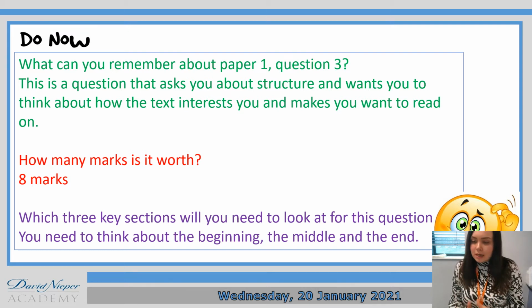Now remember, there's some key terms that we're also looking for, so where the writer directs your focus, how they shift your focus, and whether it is a cliffhanger or a resolution. We have done quite a lot on question 3 now, so I'm hoping that you're feeling quite confident with that one. So in today's lesson, we're going to move on to question 4. So I just wanted to recap what we did last language lesson to get you back into that language mindset.